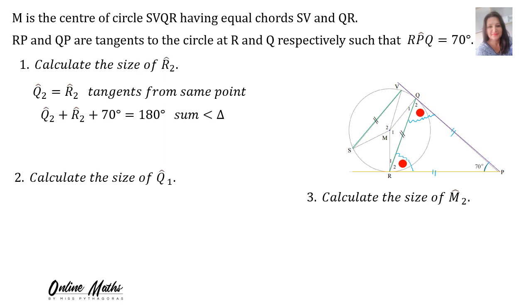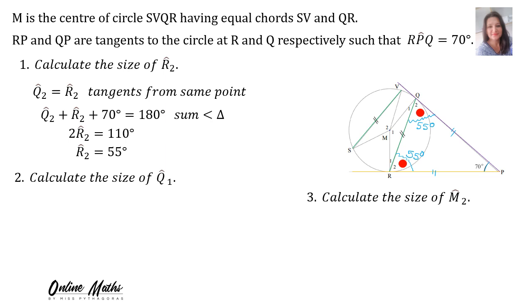Then we can say that Q2 plus R2 plus 70 is 180 degrees, sum of angles of a triangle, and then twice R2 is 110, divide the 2 away, therefore R2 is 55 degrees. And then once I know the size of an angle, I write it down. Number 2, calculate the size of Q1.